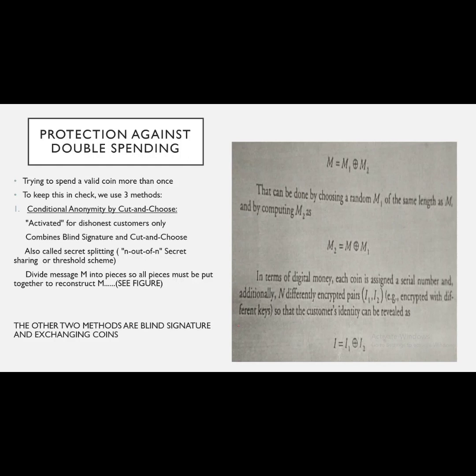The conditional anonymity is activated only when there's a dishonest customer. So practically, if the customer is honest and spends the money only once, then his identity is not revealed and there is user anonymity. However, if it is a dishonest customer and he tries to spend the digital money more than once, then his identity is revealed and he is caught.